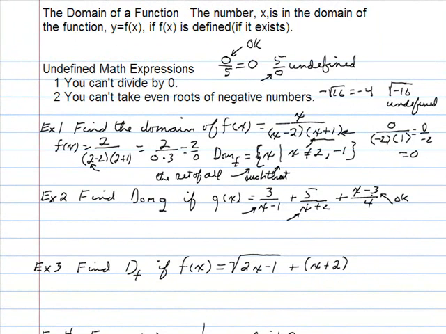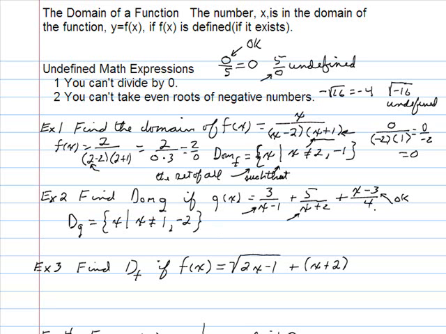So here's how we would answer the question on the domain. We would say the domain of G is equal to the set of all x such that x cannot be 1, because that would make the first term undefined and therefore the entire expression undefined, and x cannot be negative 2, because that would make the second term undefined and therefore the entire expression would be undefined.